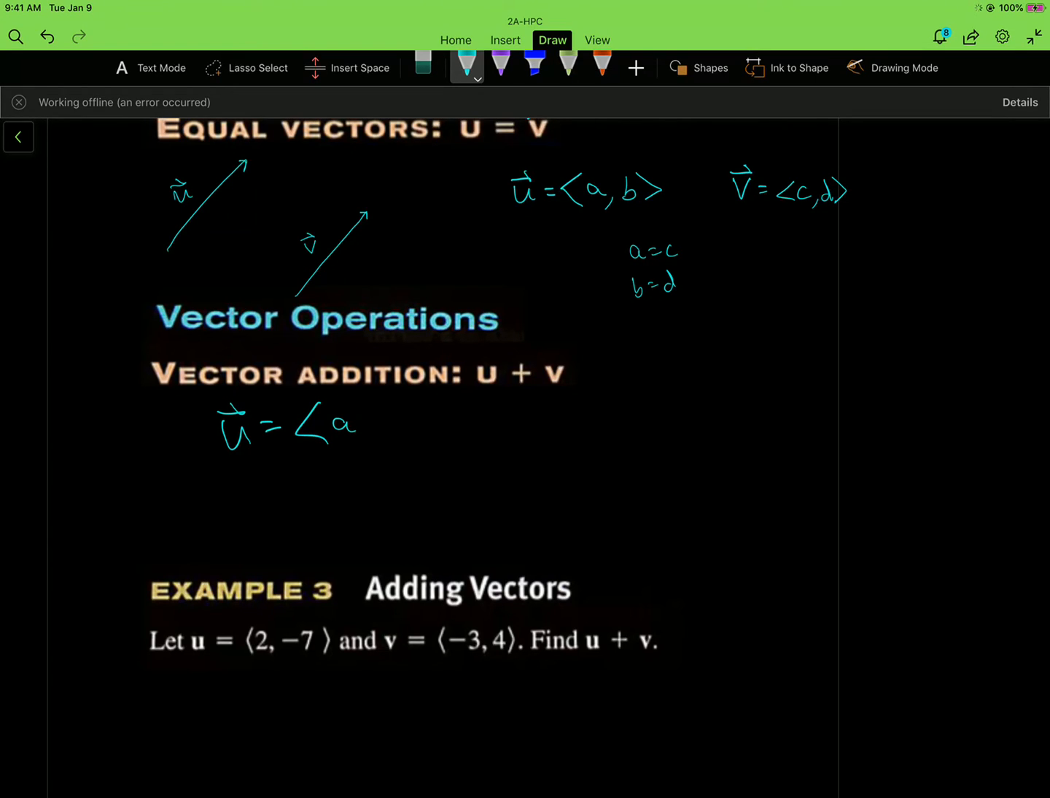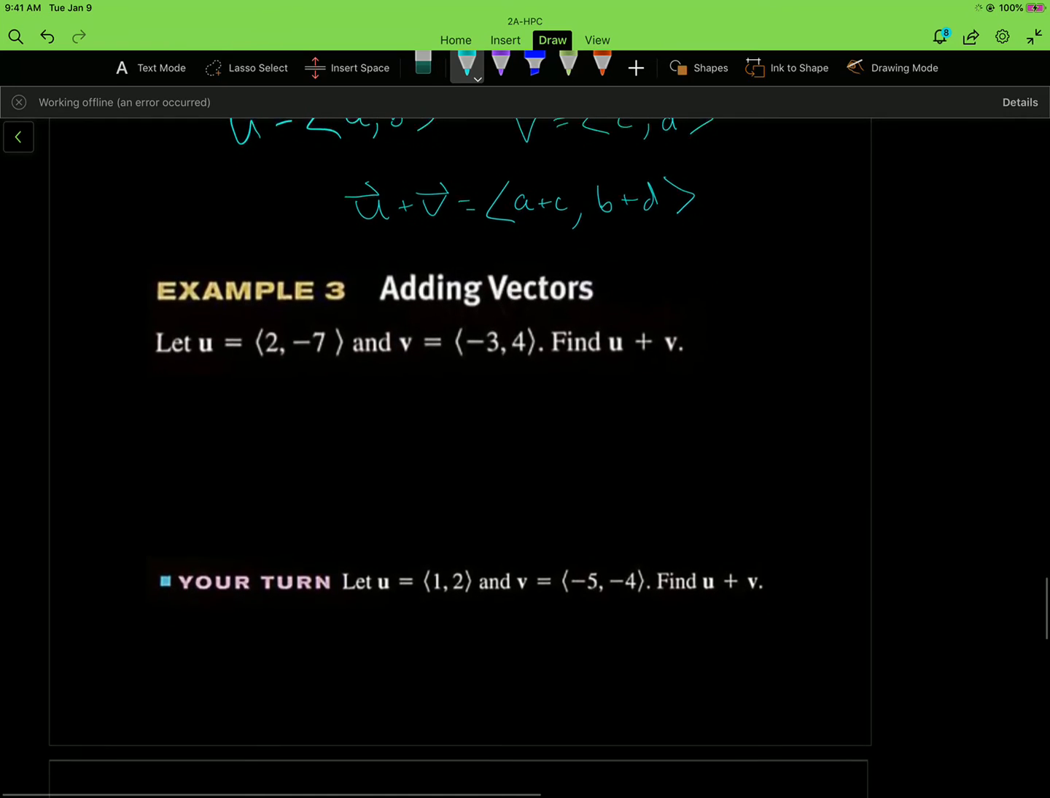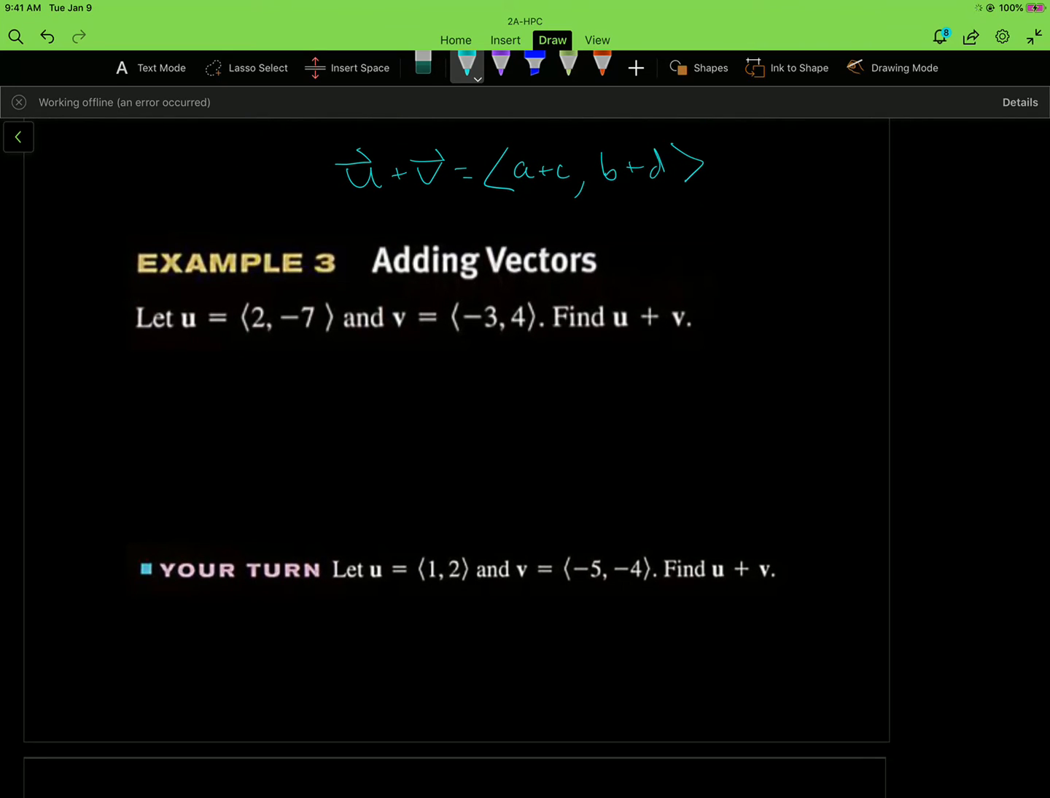If one vector u is (a, b) and the other vector v is (c, d), then vector u plus vector v will be equal to (a plus c), and then the vertical component will be b plus d. You just basically add the horizontals and add the verticals. It makes sense. We're adding vectors, you just add their components. All right, so here's an example. Here's vector u and vector v. How would we add them algebraically?